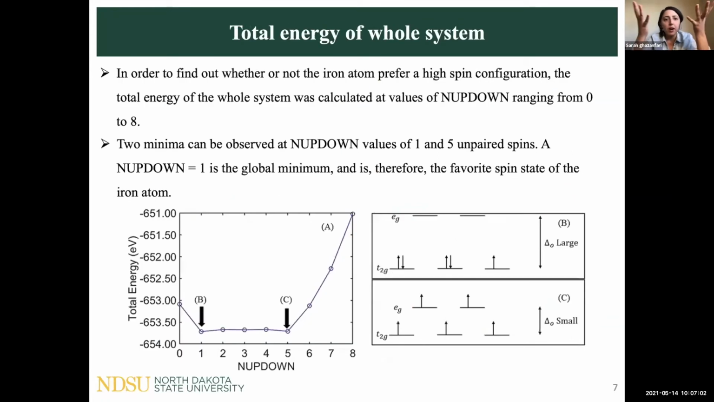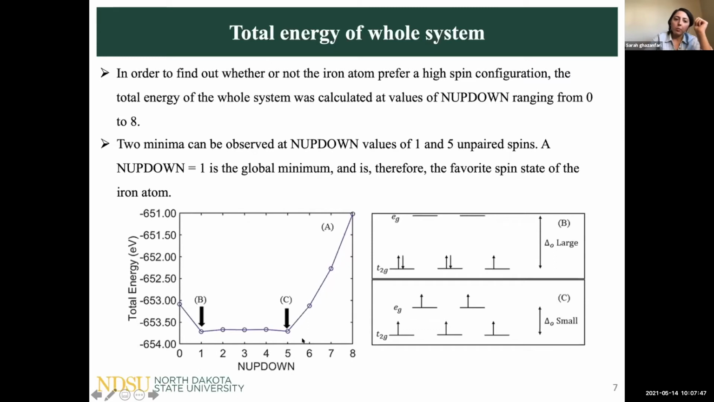After that, in order to find whether our iron atom prefers a high spin configuration, the total energy versus the number of unpaired electrons is plotted. We can see that there are two minima for this whole system, for n up down equal to 1 and 5. There is a very small difference between n up down equal to 1 and 5, and n up down equal to 1 has the global minimum. So it is the favorite spin state for the iron atom. On the right, you can see the low spin and high spin crystal field diagrams.